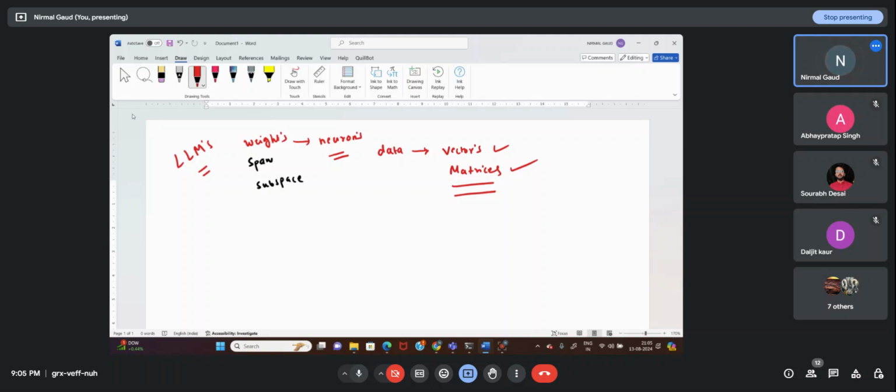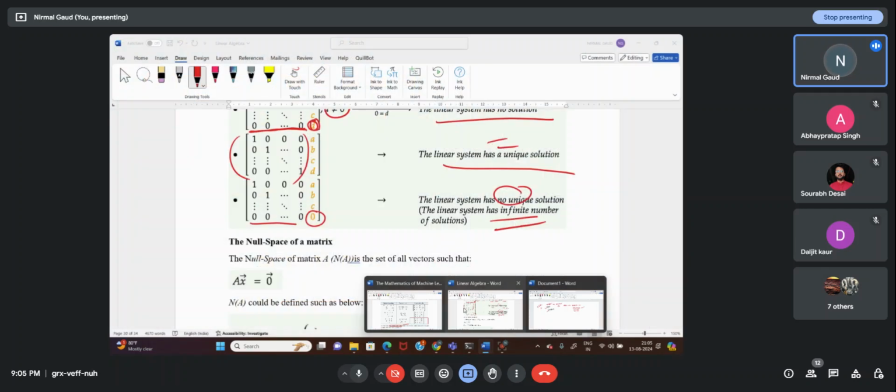Now, span, subspace, matrix operations, solutions, and properties of vectors, properties of matrices, inverse of a matrix, transpose of a matrix, upper triangular matrix, lower triangular matrix, skew matrix, symmetric matrix, identity matrix, you know all of these. All right, what else do I have to tell you?